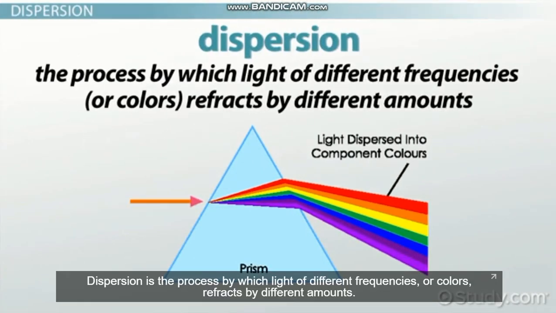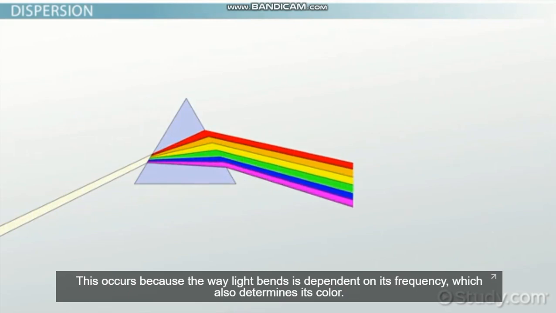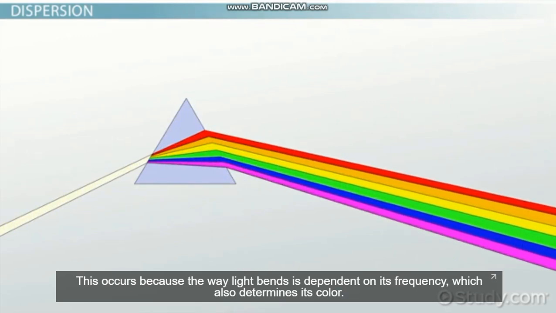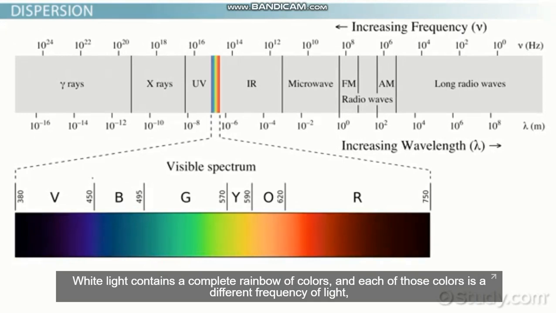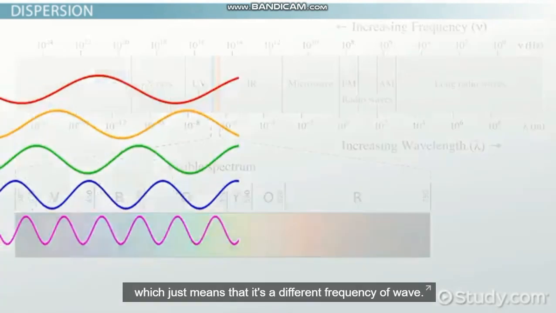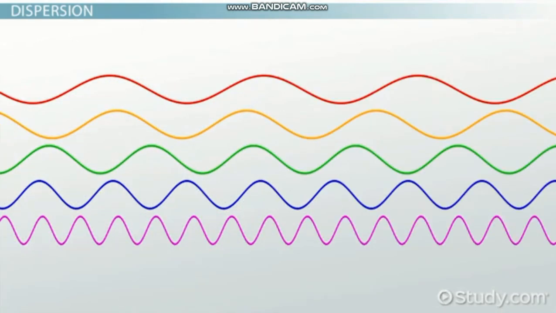Dispersion is the process by which light of different frequencies or colors refracts by different amounts. This occurs because the way light bends is dependent on its frequency, which also determines its color. White light contains a complete rainbow of colors, and each of those colors is a different frequency of light, which just means that it's a different frequency of wave.